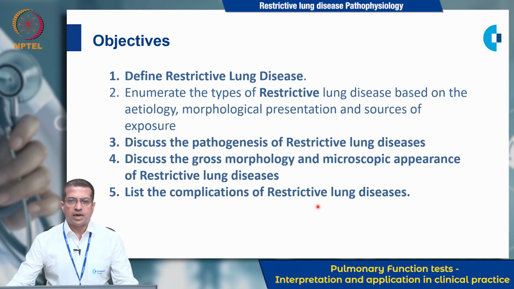So our main objectives are to define restrictive lung disease, and to enumerate the types of restrictive lung disease based on etiology, morphological presentation and sources of exposure. We are also going to discuss the pathogenesis of restrictive lung disease, and we will show you how macroscopically this restrictive lung disease would look in a lung disorder. As well, we would be showing some microscopic appearances. Finally, we will be stating some complications of this restrictive lung disease.